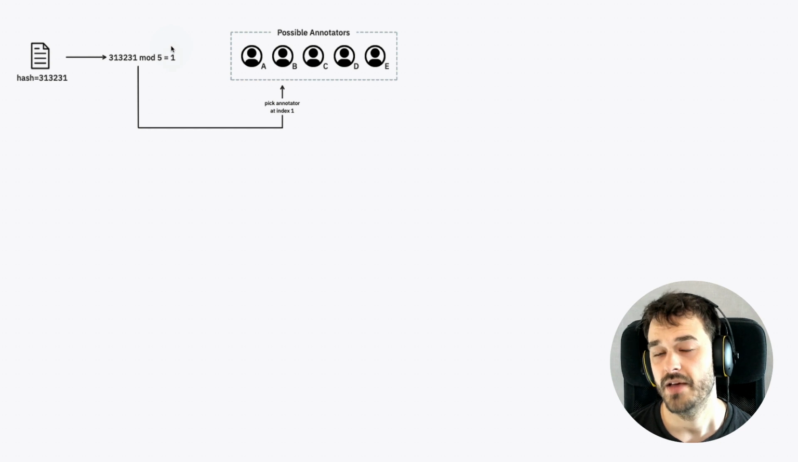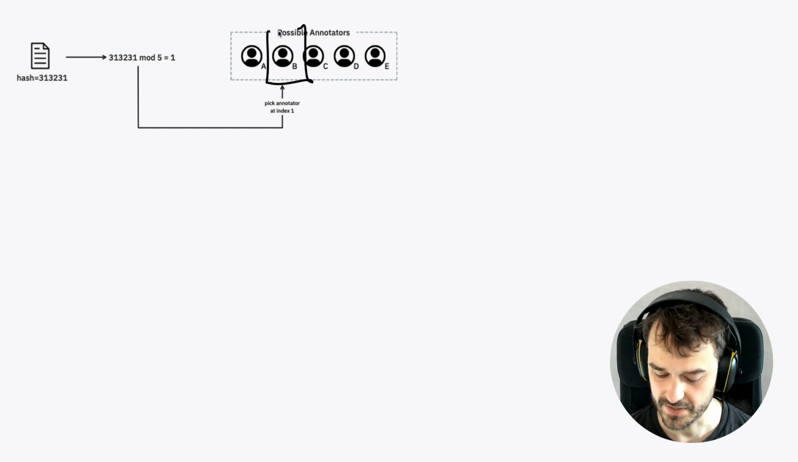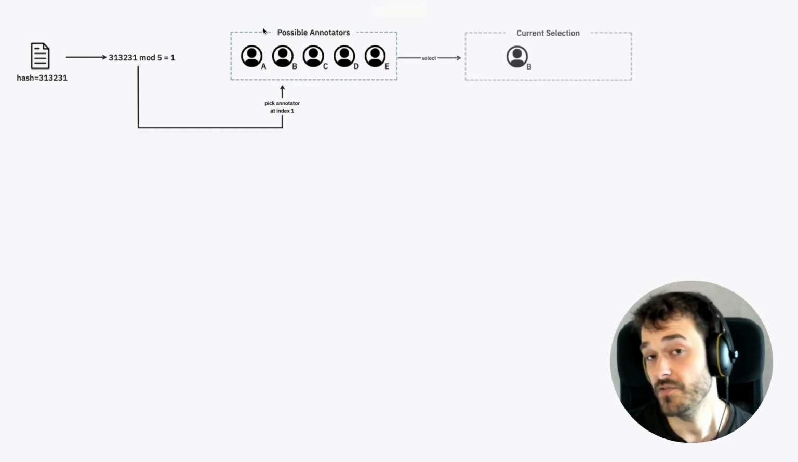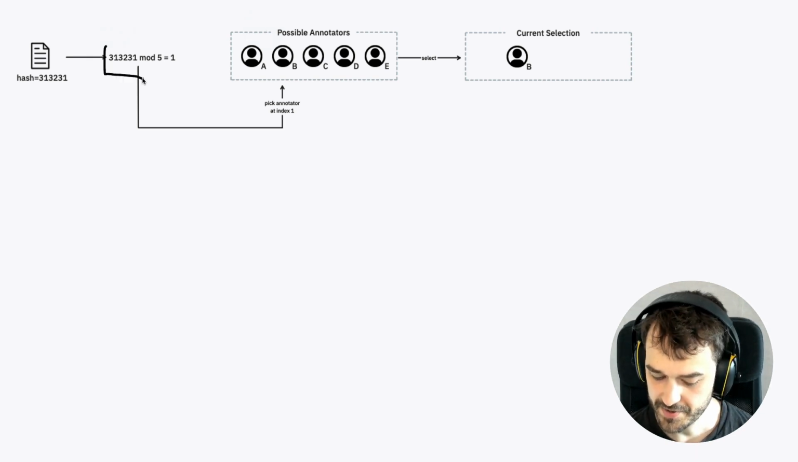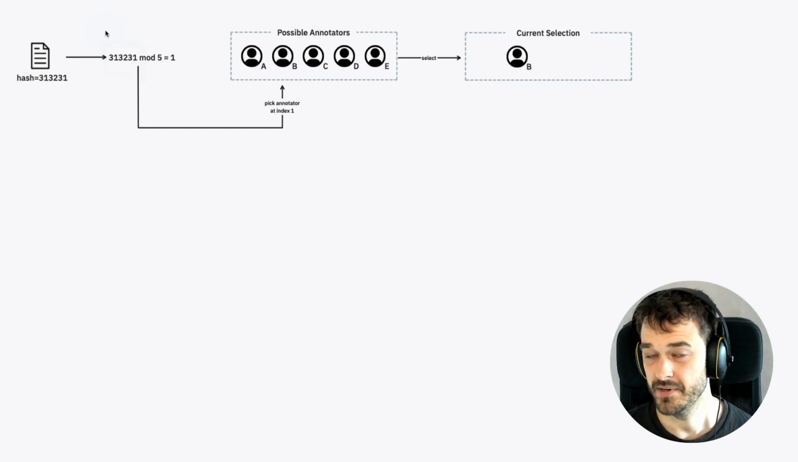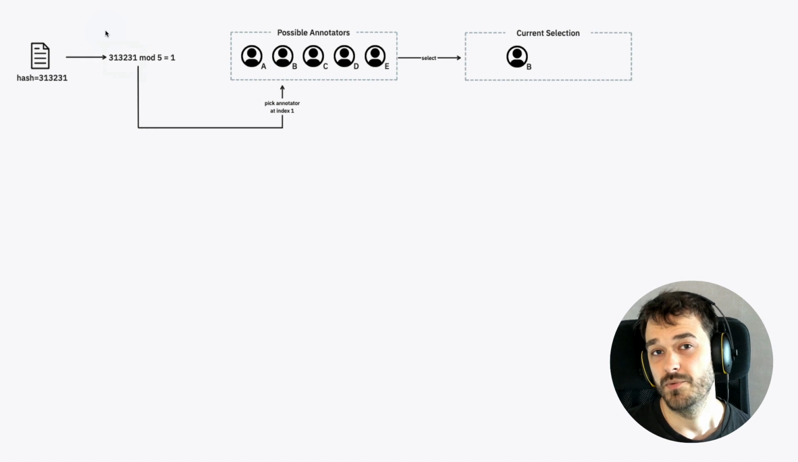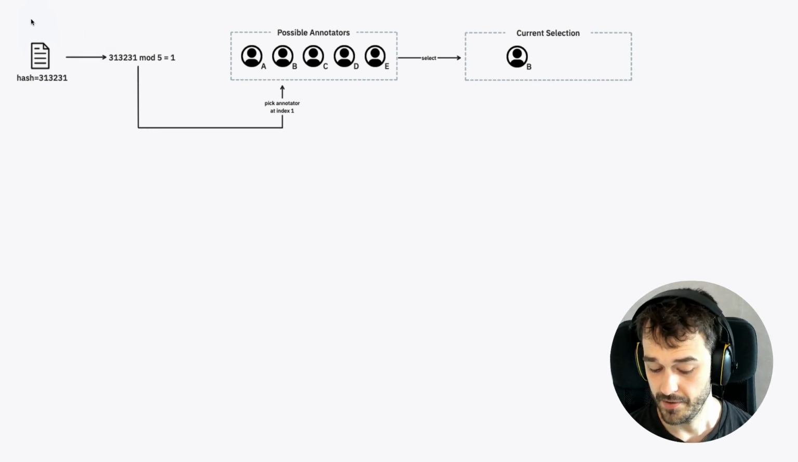And if I assume that we have a list that starts at index 0, then taking the mod 5 of this hash is going to give me this annotator. So I could move that annotator into my current selection pool. Now again, the thinking here is that the hash number that I have here, to some extent, can be seen as a random number because it's unpredictable what the number will be. But it is deterministic in a sense that the same example will always have the same hash number.